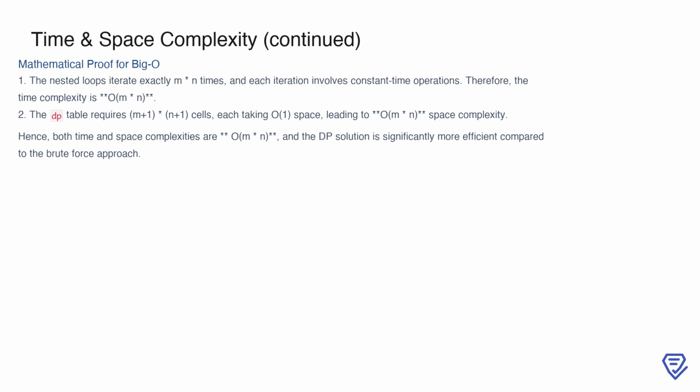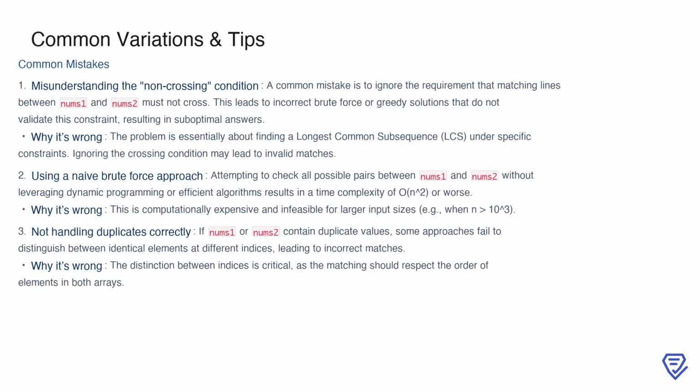Both the time and space complexities are therefore O(m*n), making this dynamic programming approach significantly more efficient than the brute force method, which suffers from exponential growth. The DP approach demonstrates how breaking a problem into manageable subproblems and reusing results leads to an elegant and efficient solution. When solving the uncrossed lines problem, there are several common mistakes to watch out for.